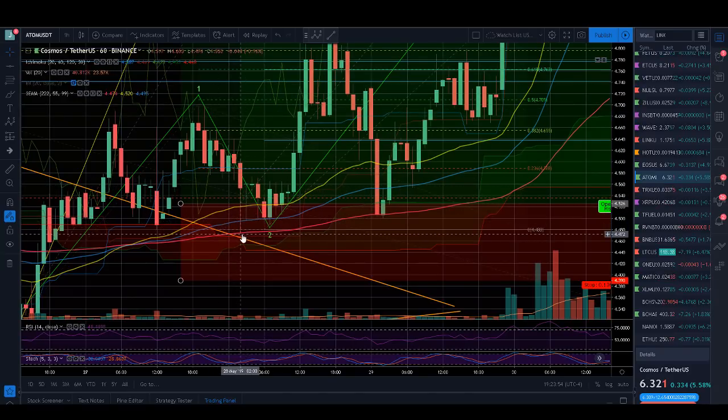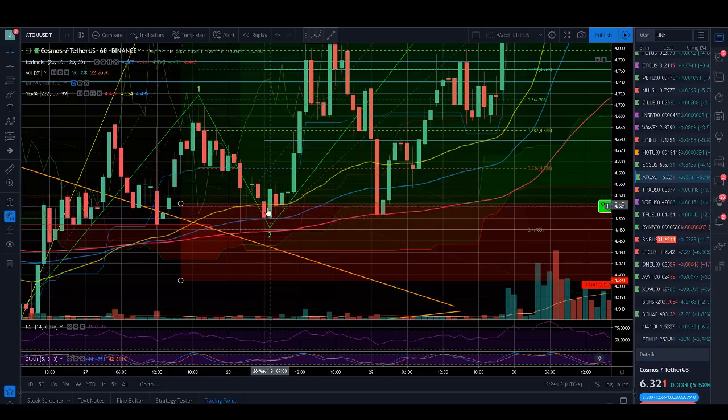Boom, support to the penny on the 222. Came back up. This candle, big wick down, dumping, dumping, dumping. Strong support right at the 99 EMA. Came back up, came back down again.